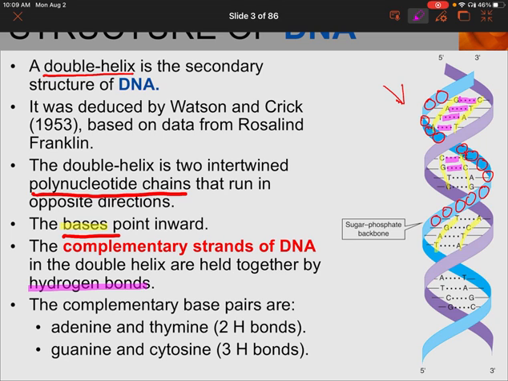These bases hydrogen bond with only one other specific base. The bases are called adenine, thymine, guanine, and cytosine. Adenine only bonds to thymine and vice versa, and guanine only bonds to cytosine and vice versa. We'll talk more about the structures of these nucleotides.